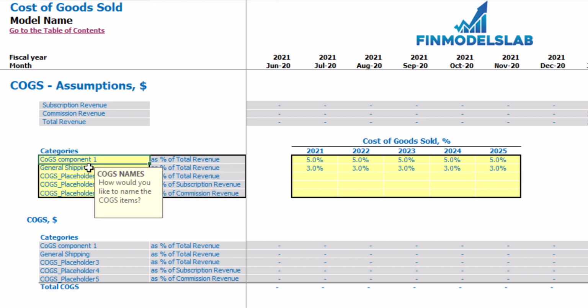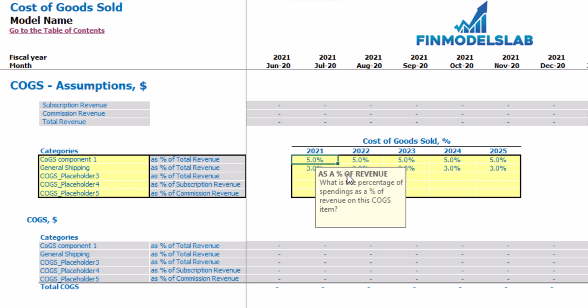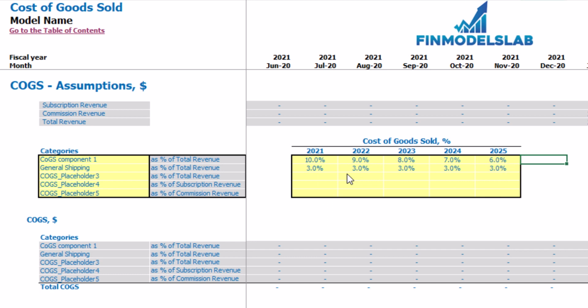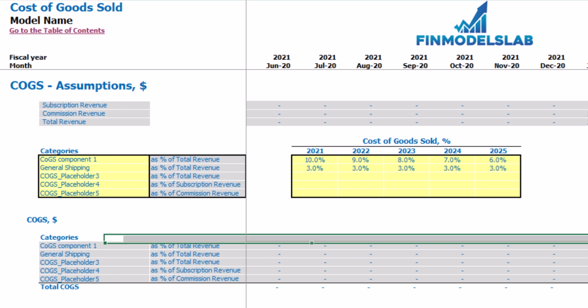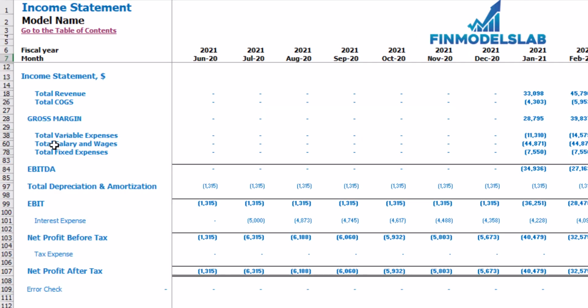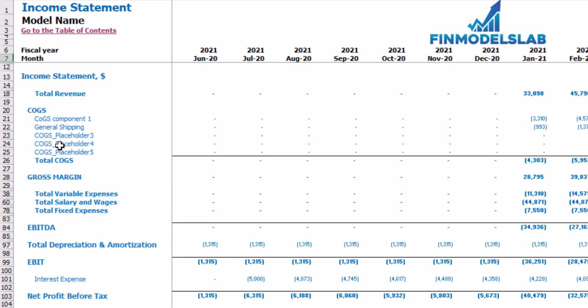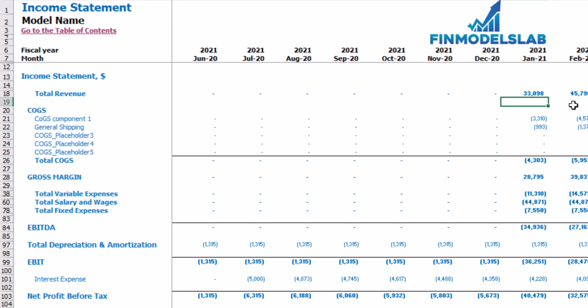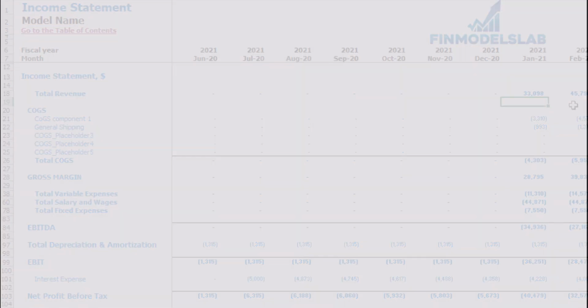So let's pretend the cost component we will forecast as a percentage of total revenue. So the first year it can be 10%, 9, 8, 7, 6. Below you can see the calculation for these COGS line items, and in the income statement under the total COGS subsection you may see 5 categories of COGS broken down by months.